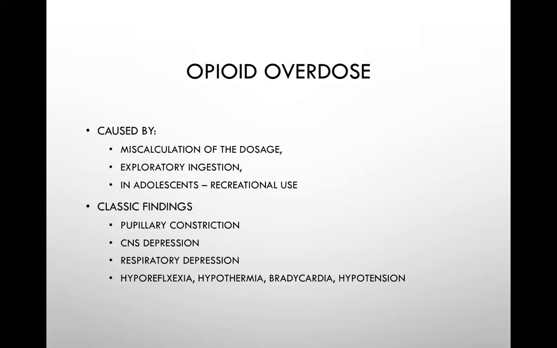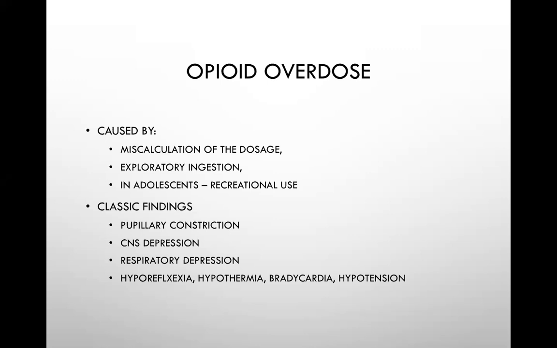Opioid overdose is something that can occur, and usually it occurs from miscalculation of the dosage. If you're not sure of the quantity of the dose of the opioid that you're supposed to give, and you're not able to calculate it, that can lead to opioid overdose. Sometimes it is exploratory ingestion. Children tend to ingest things that come within their reach as they learn, so they can ingest opioids by mistake. Therefore, careful storage of opioids is very important, and they should be out of reach of children.